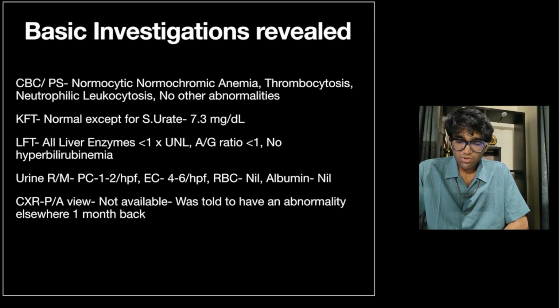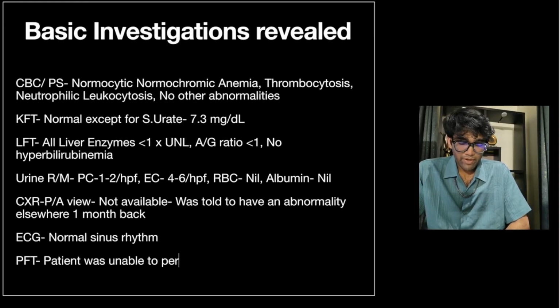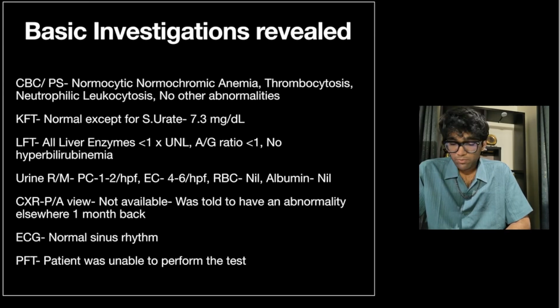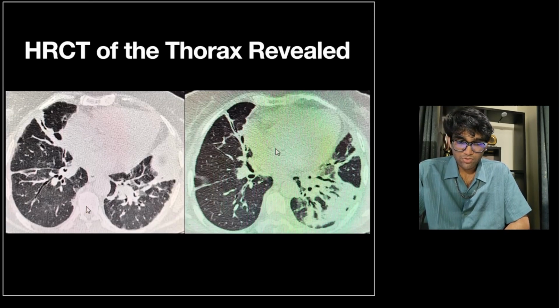The chest X-ray was not available. However, the patient was told, after being evaluated elsewhere, that she had some abnormality on the previous X-ray. The ECG showed normal sinus rhythm and no other abnormalities. The patient was not able to perform a PFT because of shortness of breath. And this is the CT of the thorax that we have.